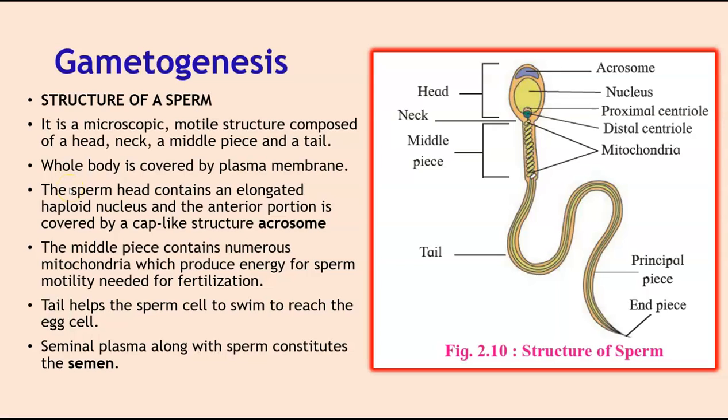Now, the head of the sperm is oval in shape and it contains a haploid nucleus. Above the nucleus, there is a cap-like structure called the acrosome. So the sperm head contains an elongated haploid nucleus and the anterior portion is covered with a cap-like structure called the acrosome. Here, this is your acrosome. This acrosome contains hydrolytic enzymes like hyaluronidase and proteolytic enzymes like zona lysin and corona penetrating enzyme. These enzymes help the sperm to penetrate into the ovum.